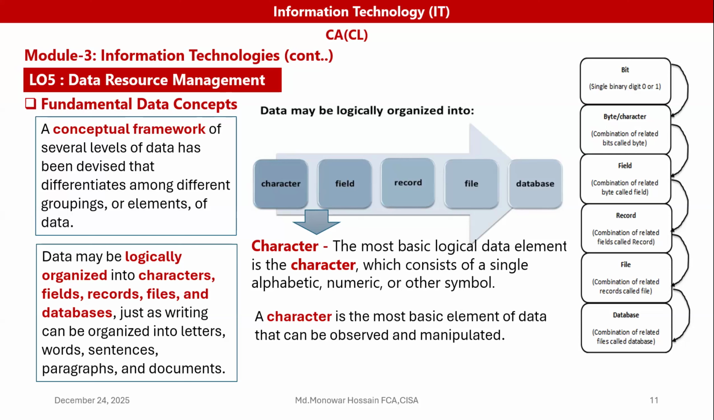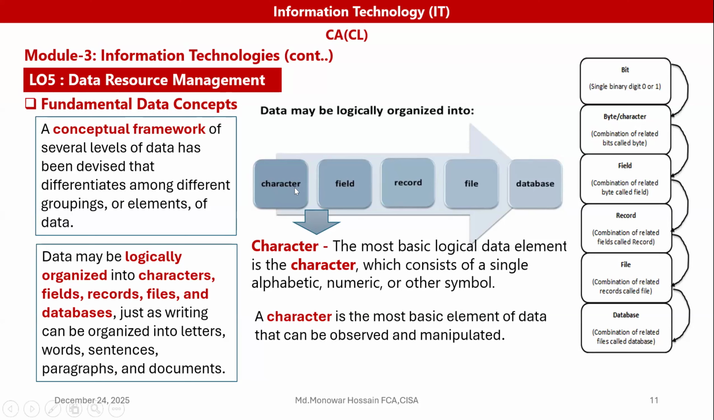If we want to write something, it can be organized into different letters. When more letters come in, we can create a word, from words we make sentences, and with more than one sentence we write a paragraph, and with more than one paragraph we can write a document. Same way here: letter, word, sentence, paragraph, finally one document. In the same way, data is logically organized as character, field, record, file, and database.